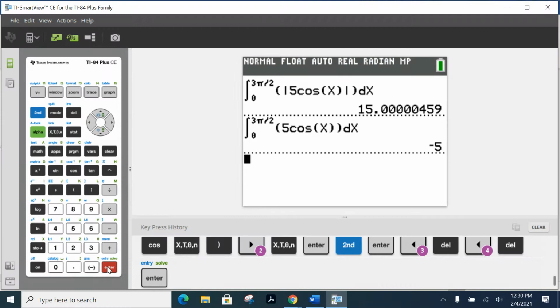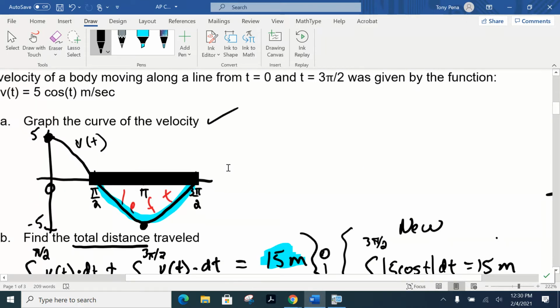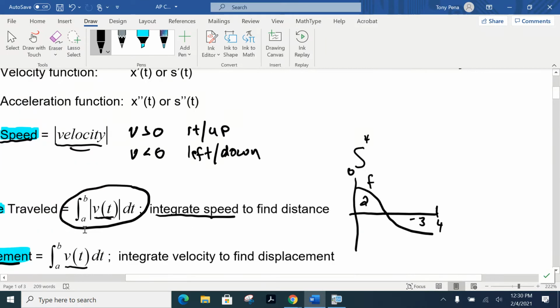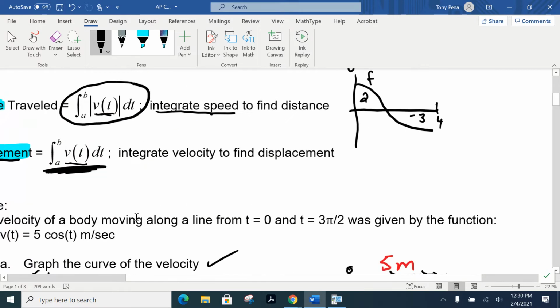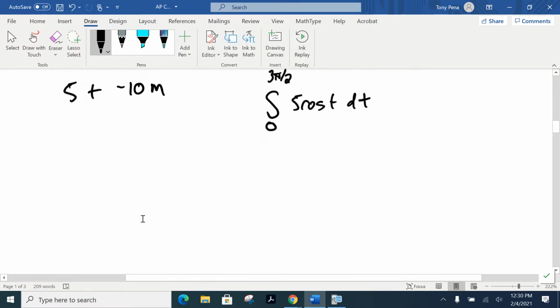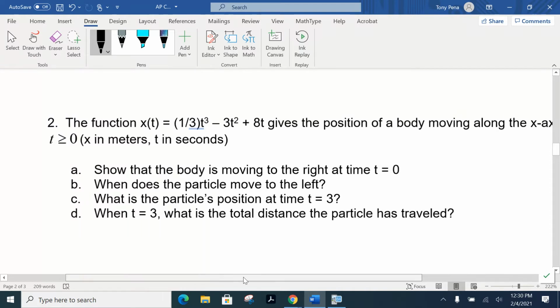All right, so that's basically the new stuff. Distance, you're going to integrate the speed. That's the absolute value of our velocity. Displacement, we're just integrating our velocity. Now, there are a lot of little tweaks to this, and we're going to do a graph here in a moment. But that's the basis of everything that we're doing here today.